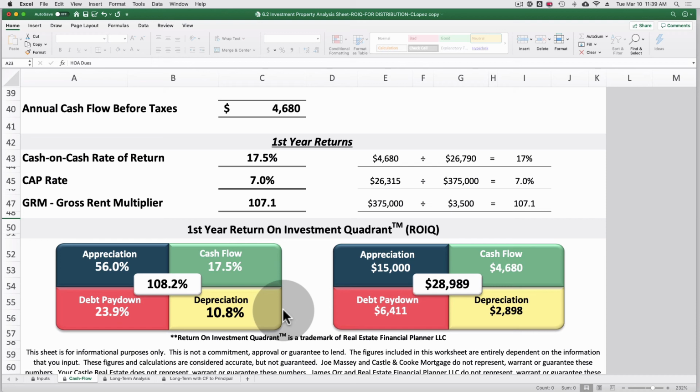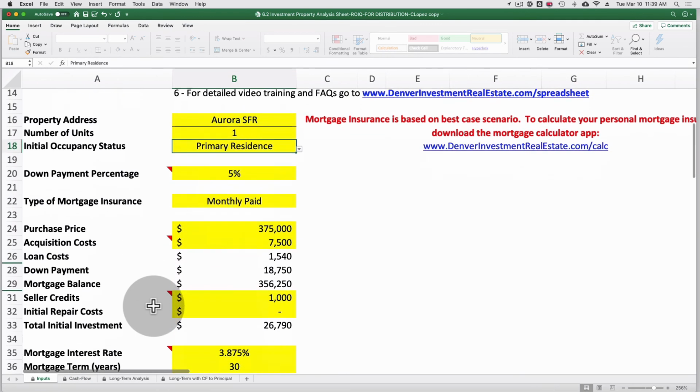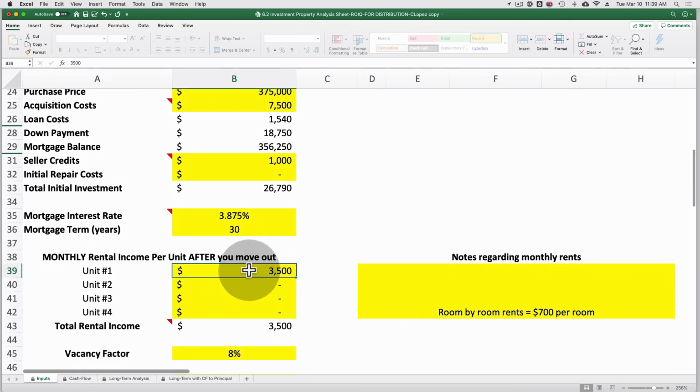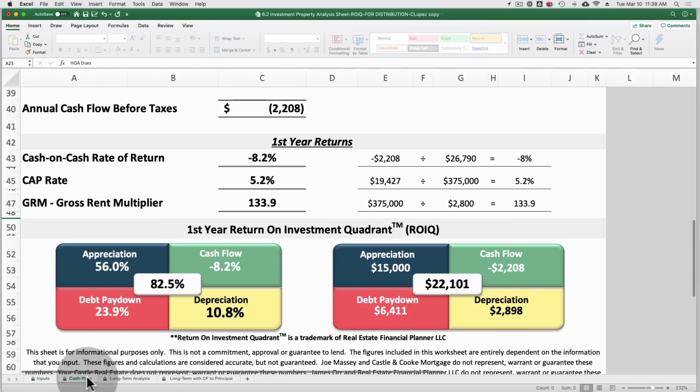Now, if you want to go in there and figure out what the numbers are like while you're living there, can you go back to the Inputs tab, Joe? Yep. Here's what I do: leave all the numbers the same in there and just adjust the rent. So if he's living in 1 bedroom, that's going to subtract out $700 in rent for that one room. So subtract that out, leave the other numbers the same, and you can see what your numbers are like.